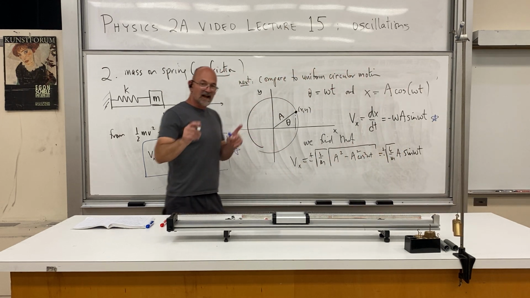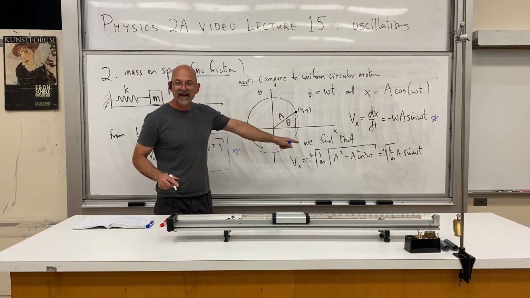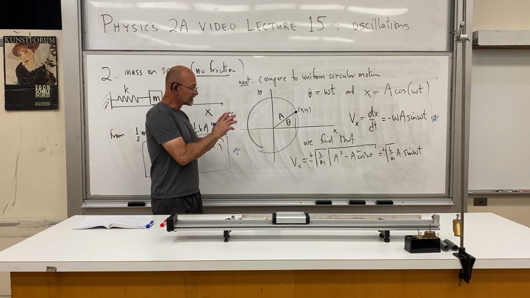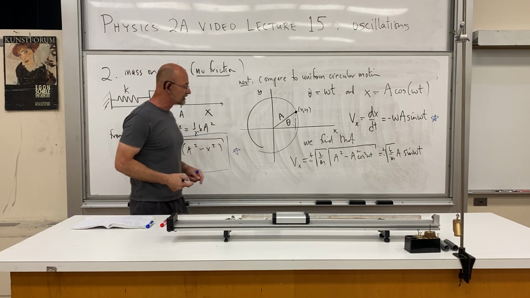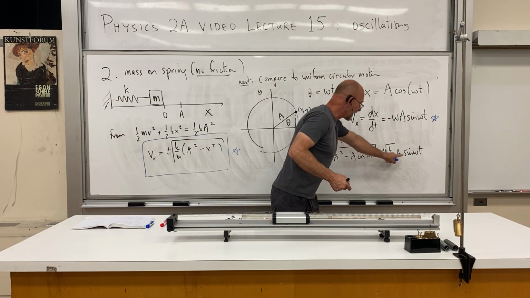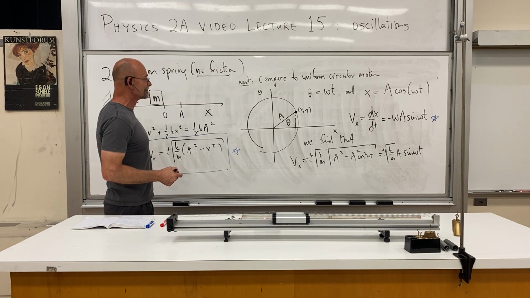Okay, so if you like these kind of calculations, pay close attention to what I've just done here. I've discussed each step, but you could leave a little room in your notes and fill them in because that's a fun step. So we've got v sub x is root k over m a sine omega t.